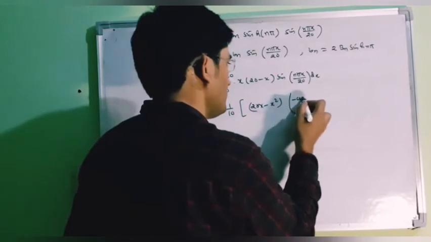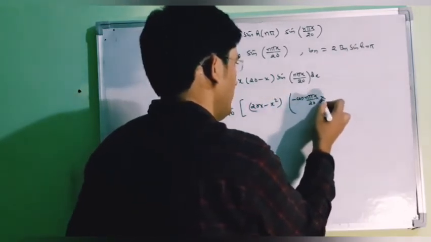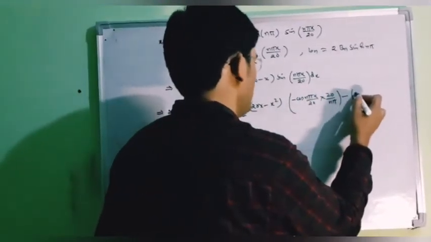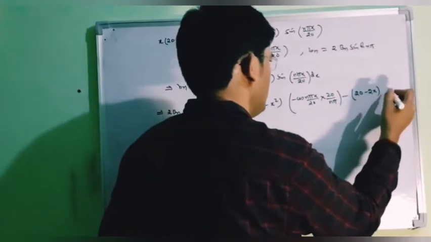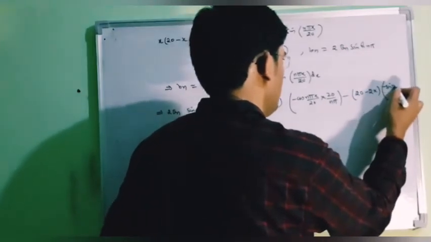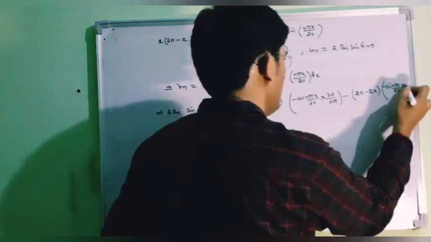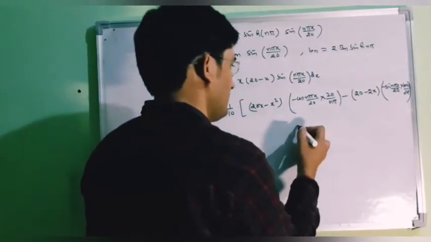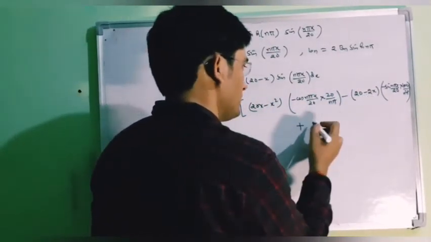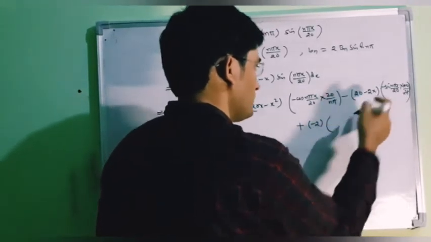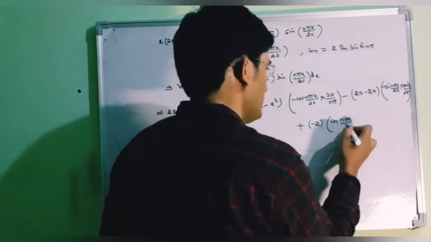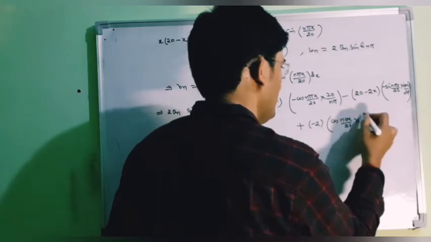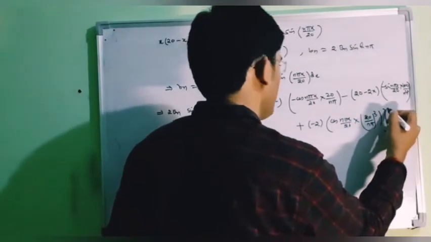Integration of sine will be minus cos n pi x upon 20 into 20 upon n pi. Then we will have minus sine, and differentiation of this term will be your 20 minus 2x, and then integration of cos will be sine n pi x upon 20 into 400 upon n square pi square. Then we will have plus sign, and the differentiation of this term will be minus 2, and the integration of sine will be again cos n pi x upon 20, then into 20 whole cube, 20 upon n pi whole cube, and then the limits from 0 to 20.